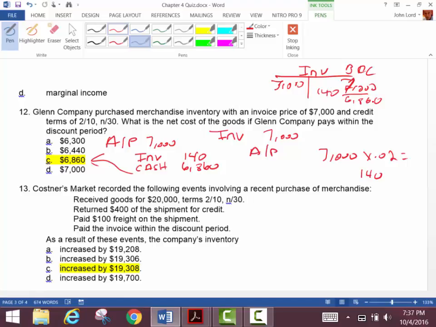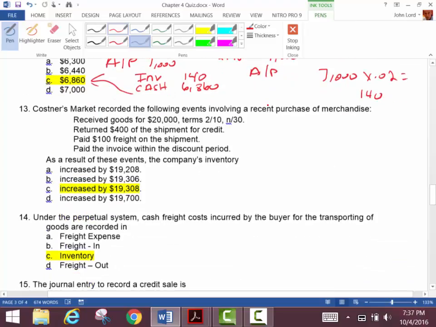Okay. Can anyone think of a faster way to answer this question? Why can't I just take 7,000 and, if they got a discount of 2%, that means net of the discount is 0.98, isn't it? If you take 7,000 times 0.98, do you still get 6,860? Right? Save you a little time on your exam. You got 40 questions, right? If you can look for a little time saver here and there, why not? Okay, good. Let's take a look at this one.